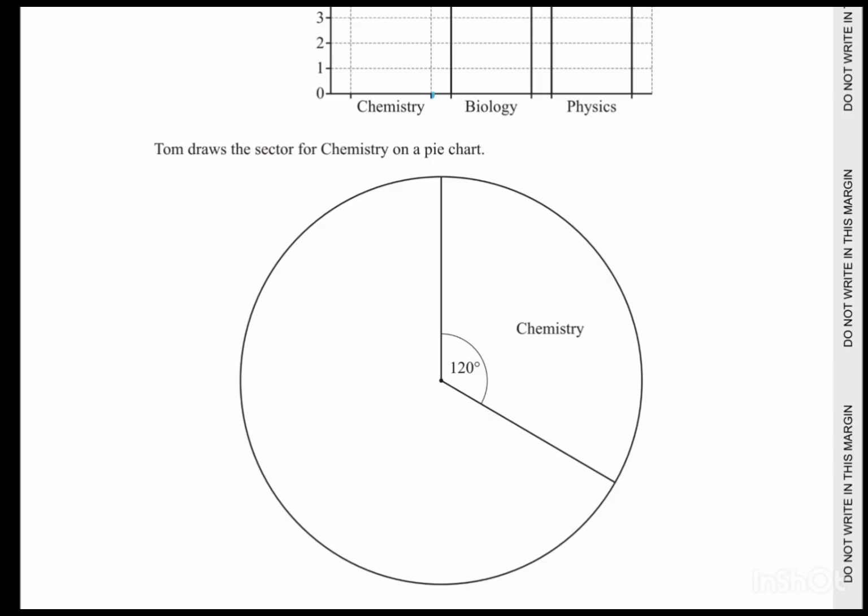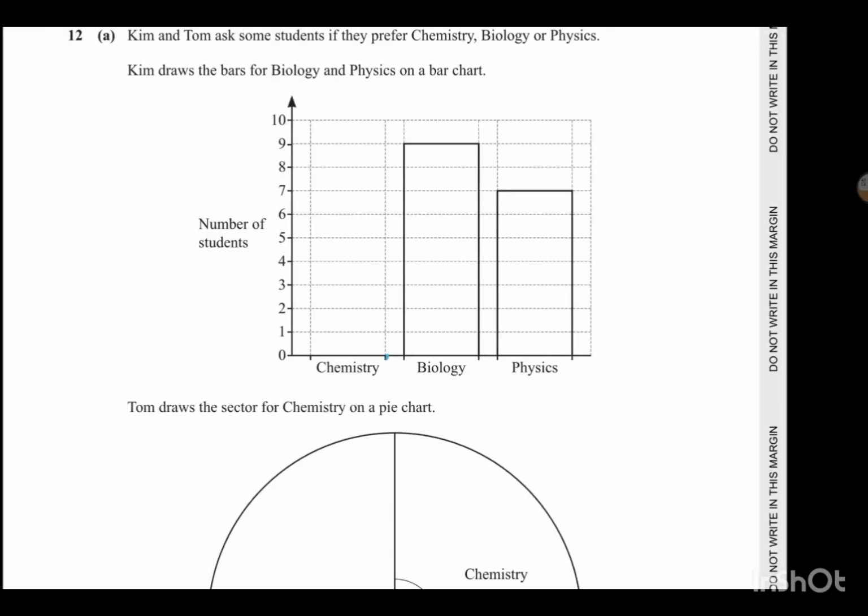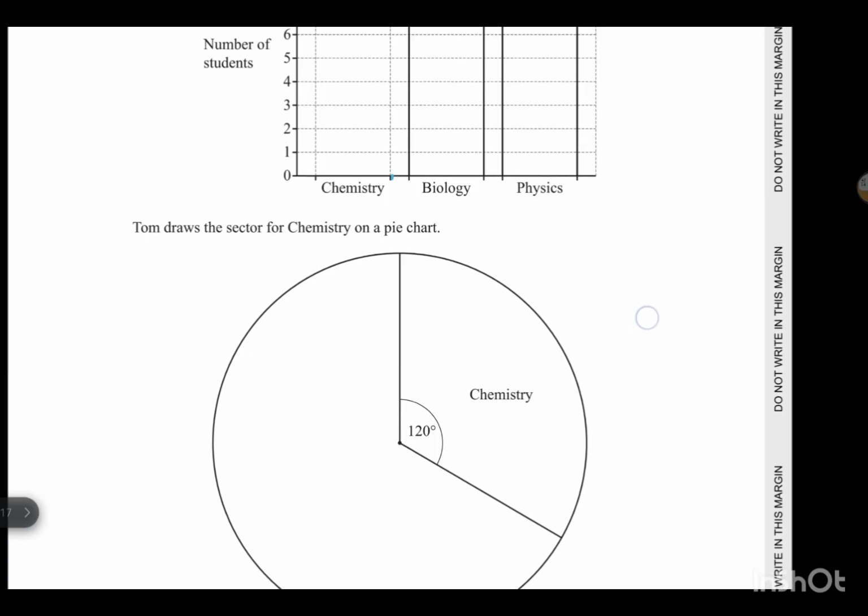Now the question is: use the information from both diagrams to complete the bar chart and the pie chart. So we have to complete the bar chart in the given question and the pie chart. So let me go to the question again. Yeah, we have to complete the bar chart here. Now when you see the data here, biology and physics, the bars are drawn, and for chemistry, the angle is given.